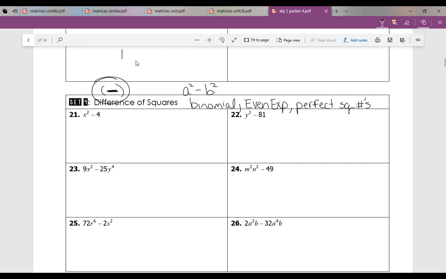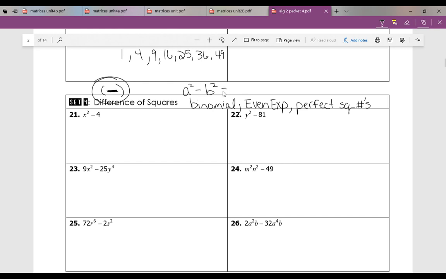1 times 1 is 1. 4 is a perfect square, 2 times 2. 9 is a perfect square number, 3 times 3. You're looking for those types of numbers, those perfect square numbers. 7 times 7 is 49. Anything that's a perfect square, that's what you look for. Exponents have to be even, perfect square, subtraction.